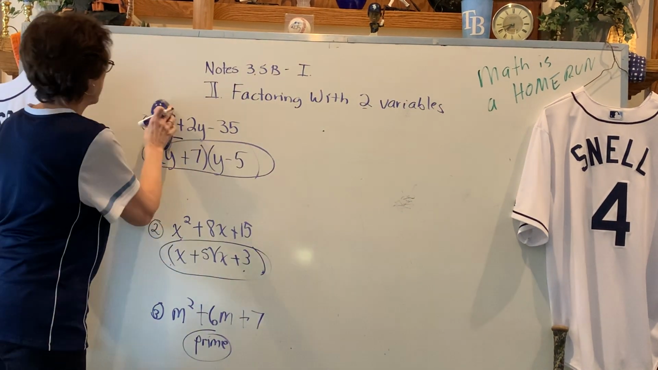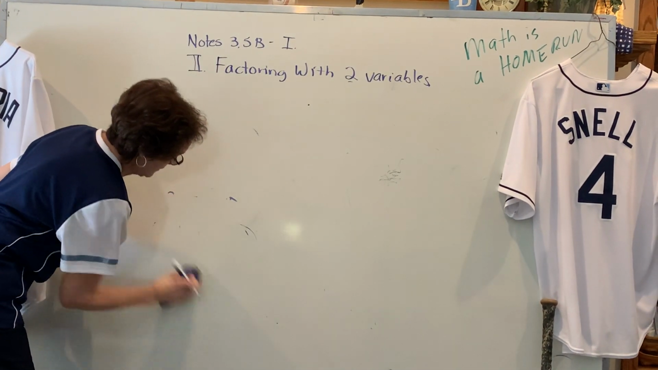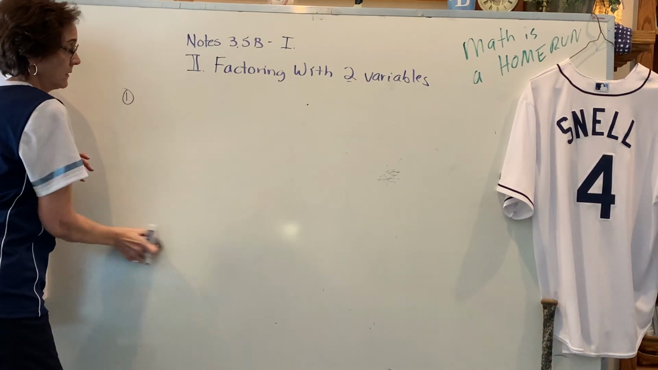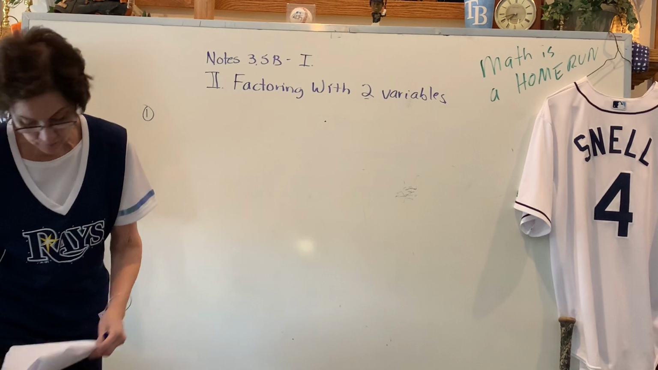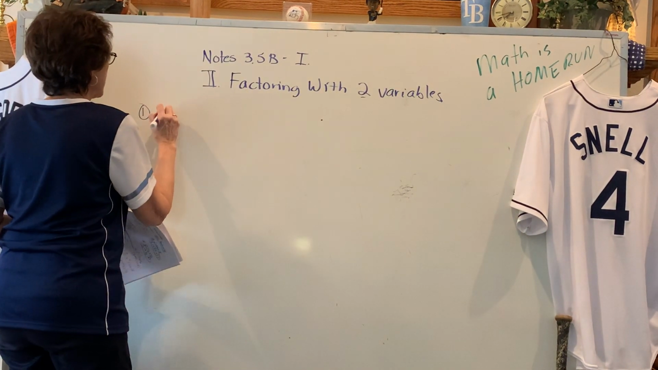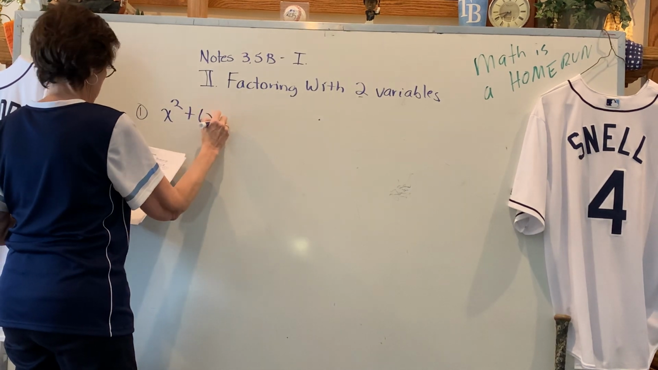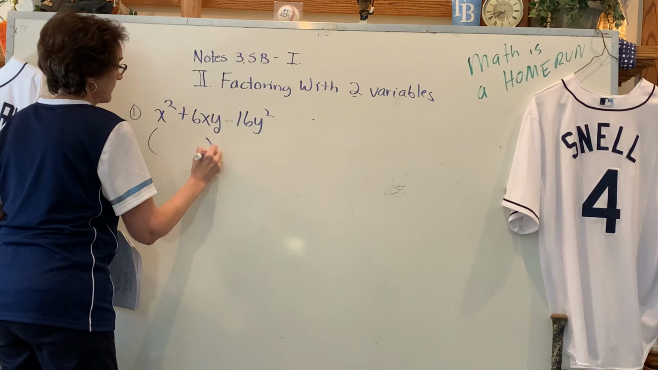All right, and these can also be prime. Sometimes you just can't factor them, right? It's just how it is. All right, so I'm just going to do two of these. All right, x squared plus 6xy minus 16y squared.